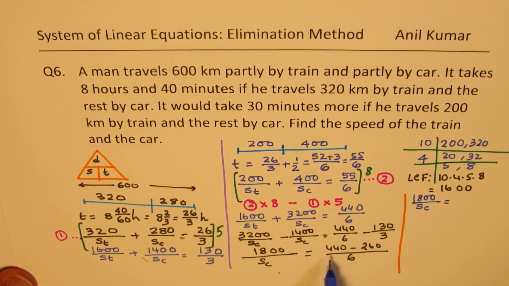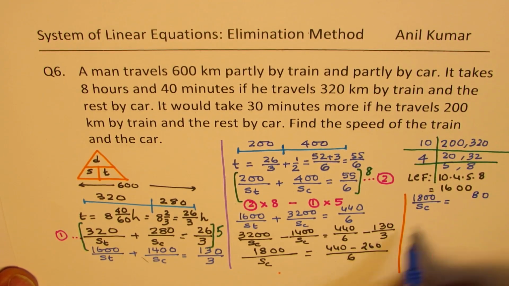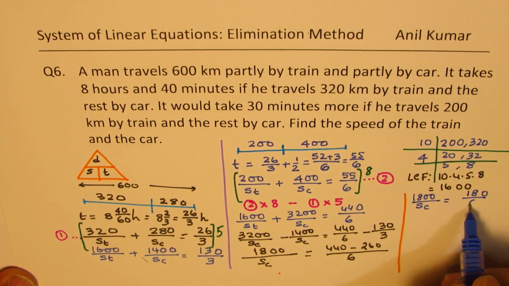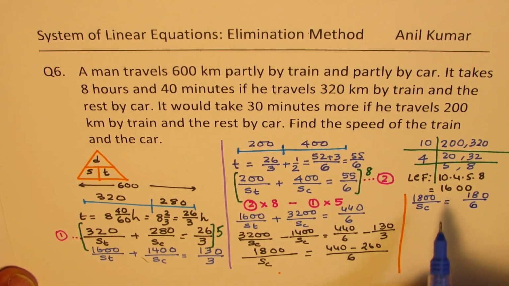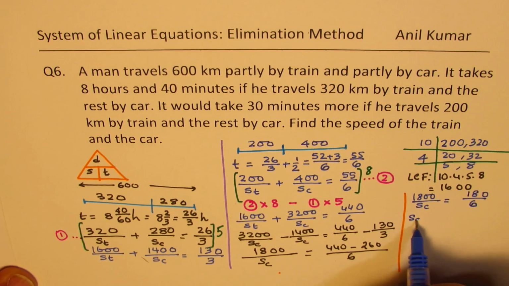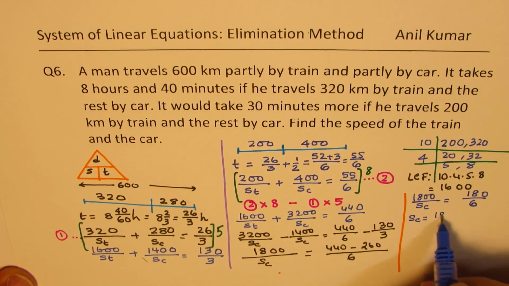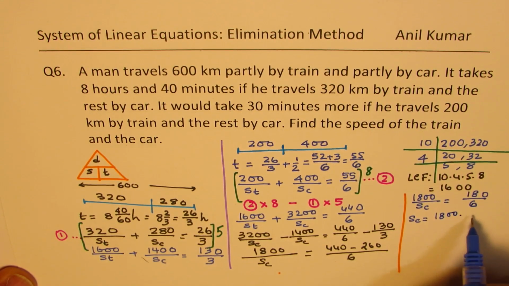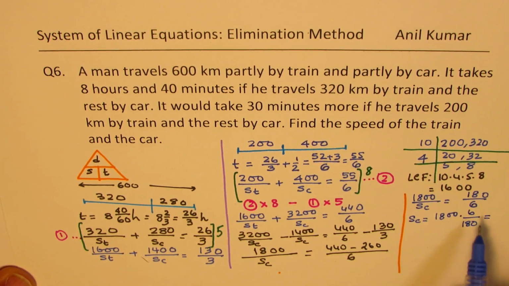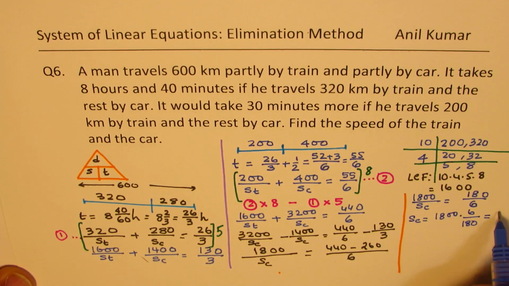So when you take 260 away from 440, we get 0. 14 take away 6 is 8. 3 take away 2 is 1 over 6. Right? Now you can cross multiply. Speed of car is equal to 1800 times 6 over 180. Correct? Which is clearly, this is 10 times 6, 60.